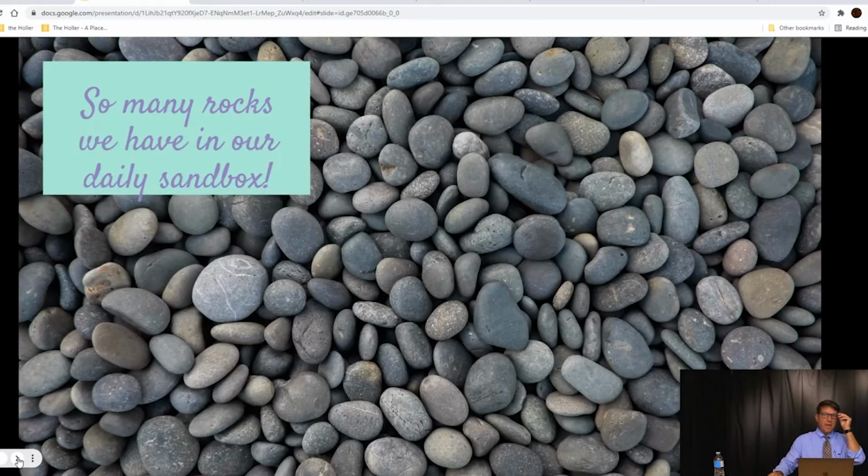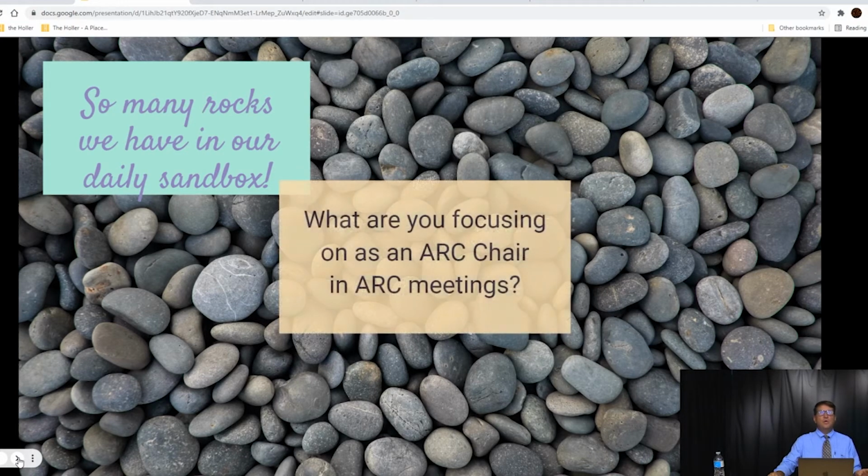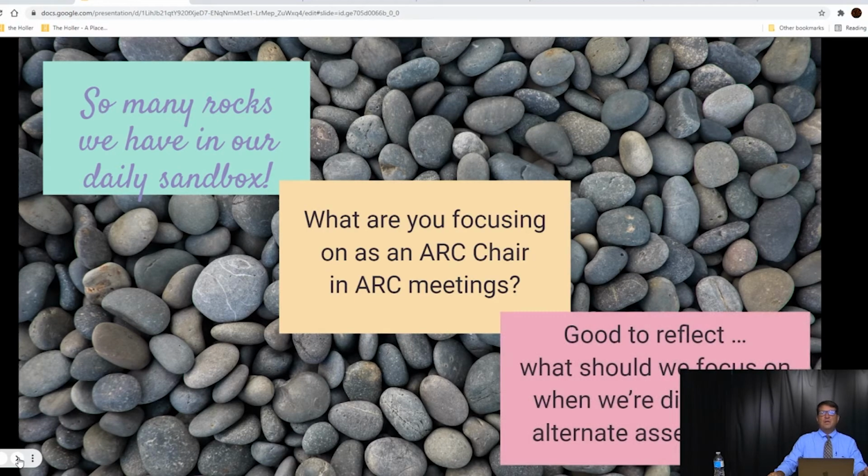So we want to think about, when we look at this picture, all the things that students have to be exposed to using the Kentucky academic standards, there's tons of intricate details and steps, and there's tons of skills that are involved. And so you have so many rocks in your daily sandbox that you have to expose students to. And with the alternate assessment, we have to think a little bit differently. And so we want to ask you these questions. What are you focusing on as an ARC chair in ARC meetings? And then it's good to reflect on what we should focus on when we're discussing alternate assessment.